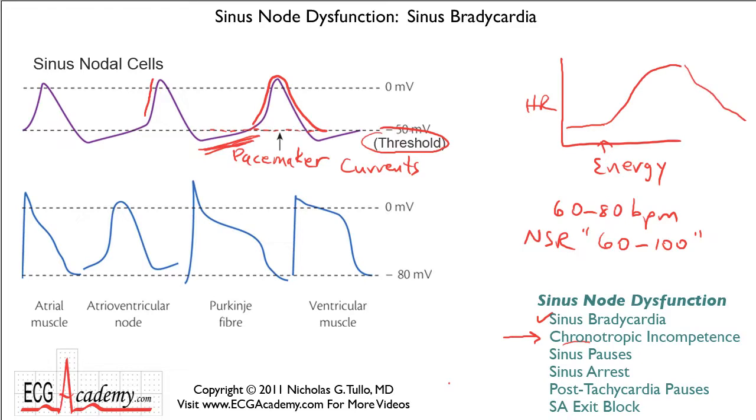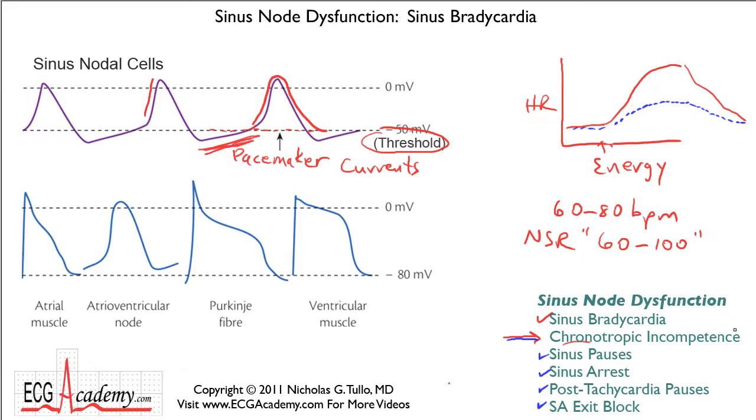Well, in people with chronotropic incompetence, what happens is their resting heart rate may be normal, but they can never really get their heart rate where it should go. And they get exercise intolerance, they get fatigue, they get out of breath with any kind of exertion. So that's one form of sinus node dysfunction, chronotropic incompetence. We're going to talk about sinus pauses, sinus arrest, and even post-tachycardia pauses in the second chapter of this section, and the third chapter is going to be on a diagnosis that you can make known as SA exit block.